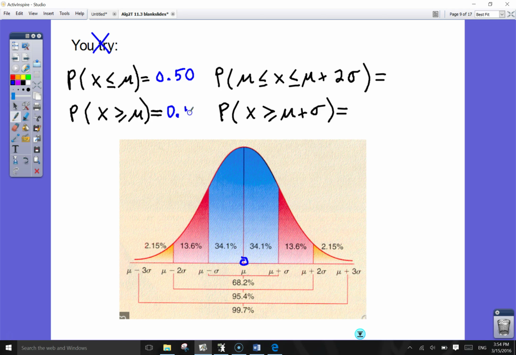Okay, what percent is in between the mean and 2 standard deviations to the right? Well, we kind of did this one to the left already, so we have to add those up, and it'd be 0.477.